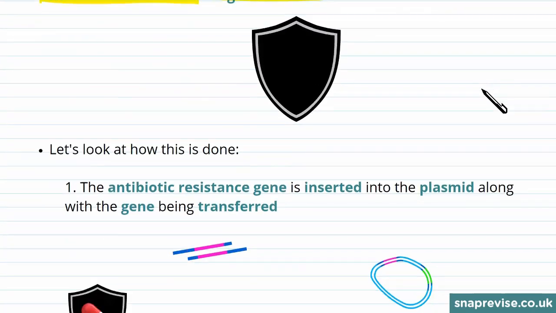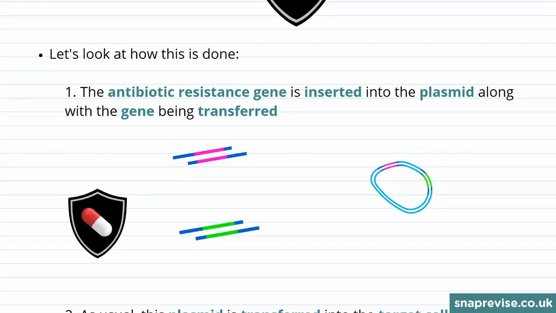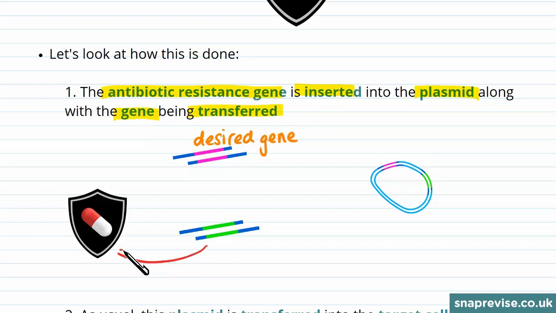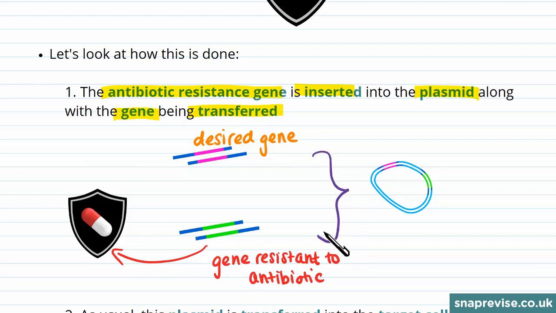So let's look at how this is done. The first stage is that the antibiotic resistance gene is inserted into the plasmid along with the gene being transferred. So this is the desired gene. And this is a gene that's resistant to a particular antibiotic. And these are both added simultaneously to the vector.